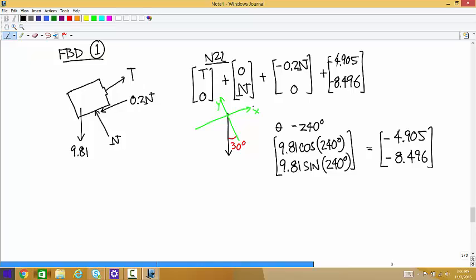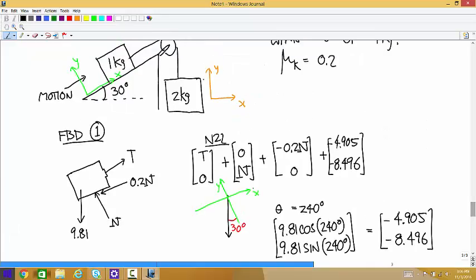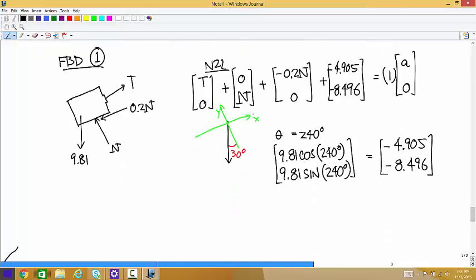That's all the forces. And so then those are equal to the mass times the acceleration vector that I'm still just going to call A. The x equation says T minus 0.2n minus 4.905 is equal to A. The y equation says n minus 8.496 is equal to 0.